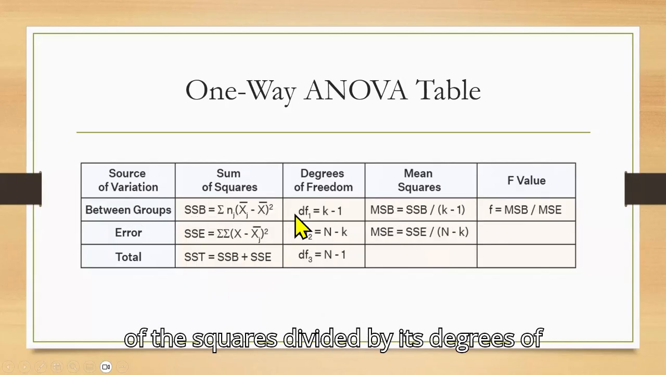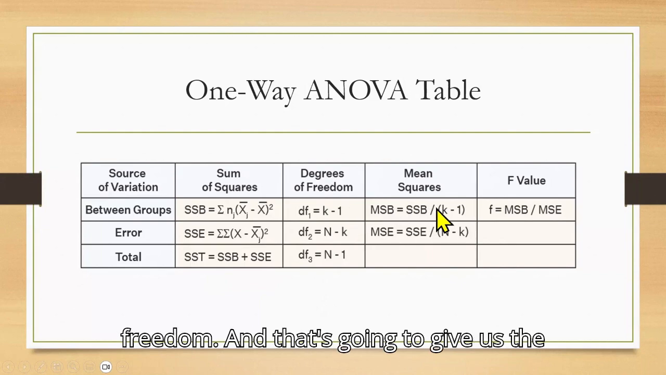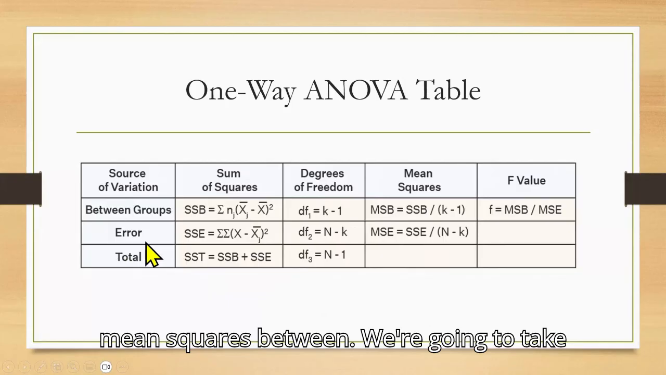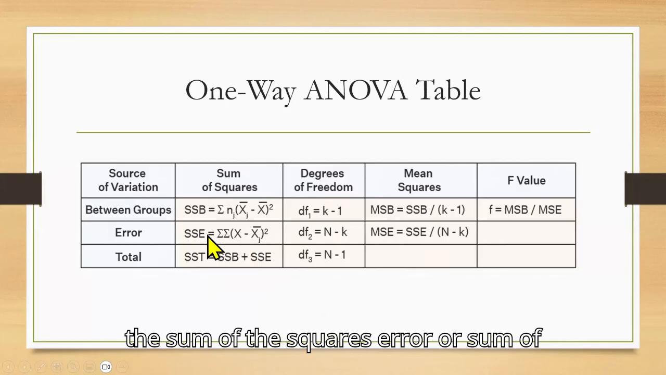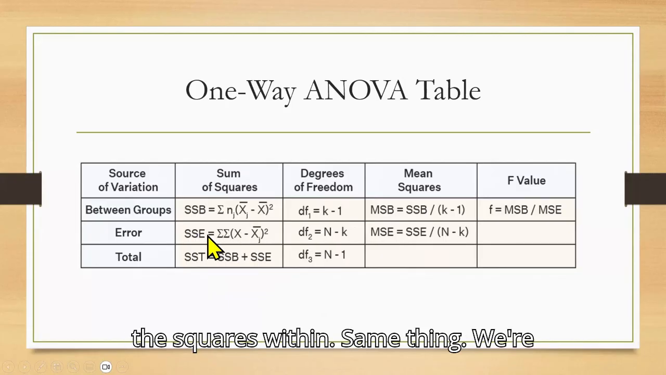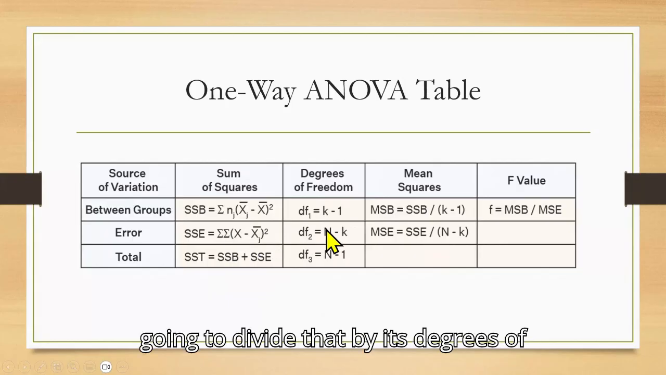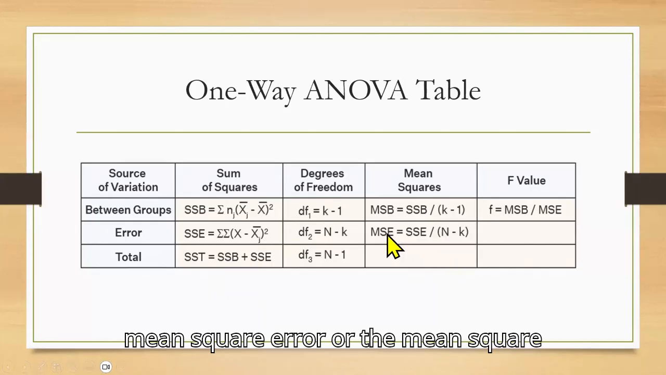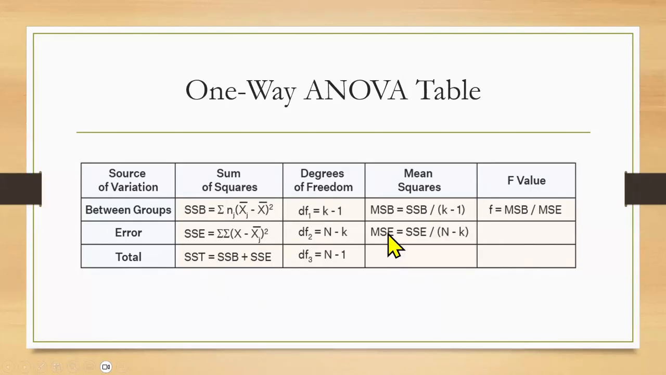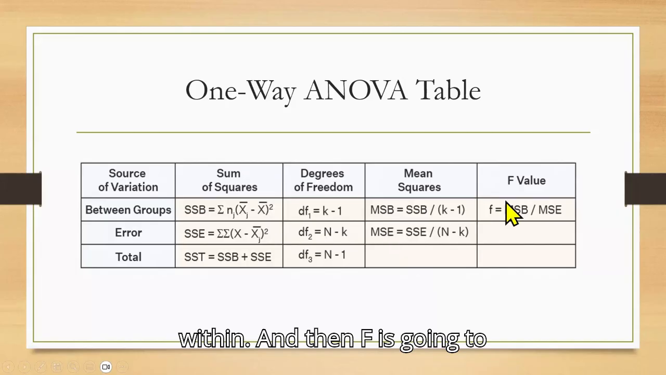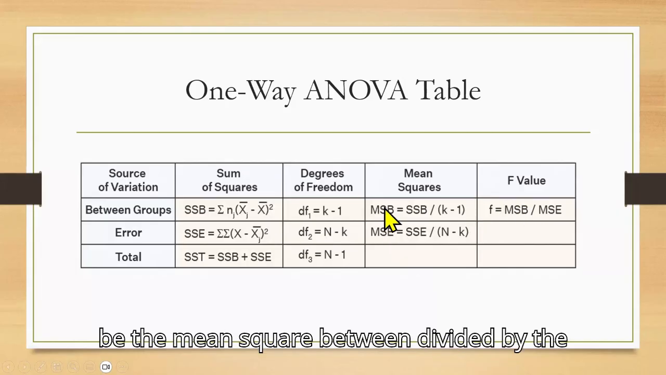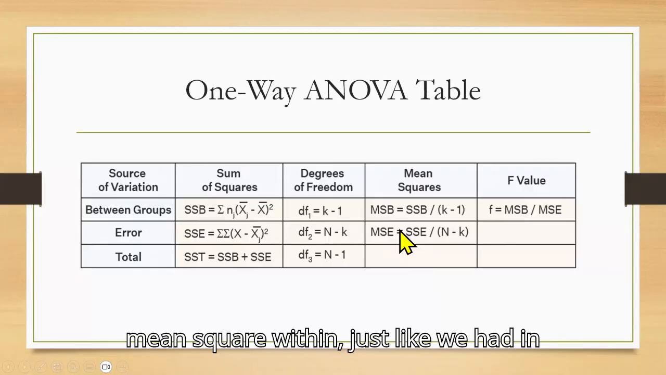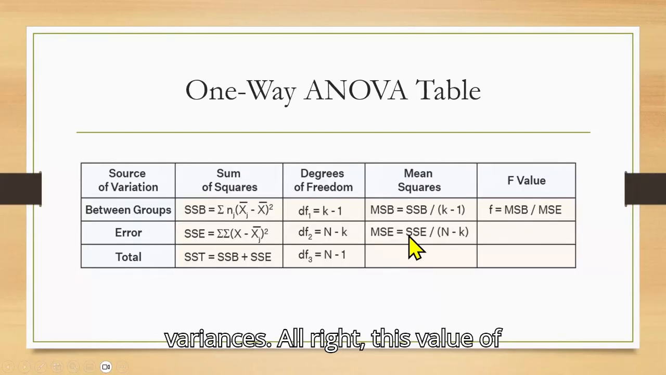So we're going to take the sum of the squares divided by its degrees of freedom, and that's going to give us the mean squares between. We're going to take the sum of the squares error or sum of the squares within, same thing. We're going to divide that by its degrees of freedom, and that's going to give us the mean square error or the mean square for the within. And then F is going to be the mean square between divided by the mean square within, just like we had in words at the beginning, because remember, these are variances.